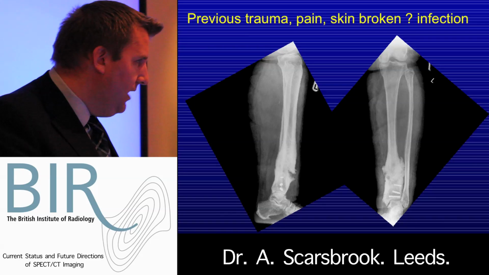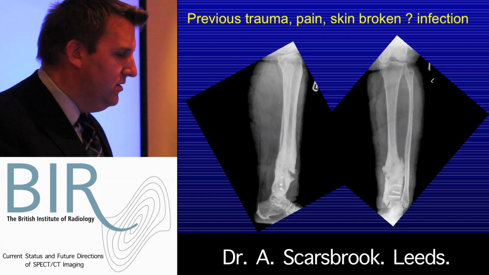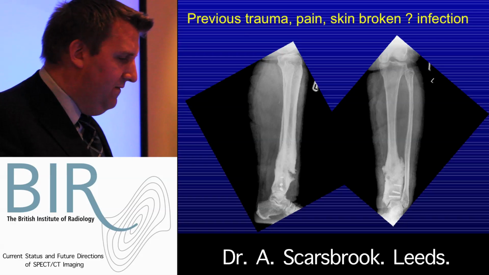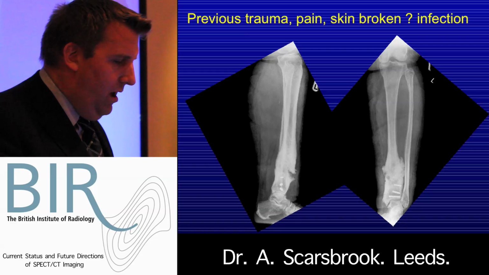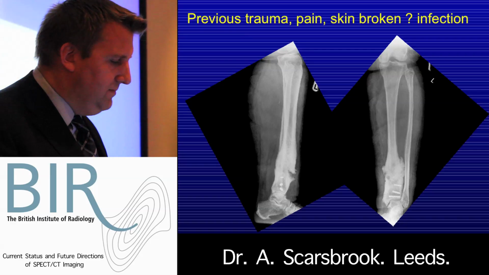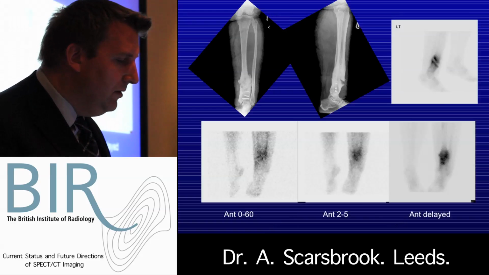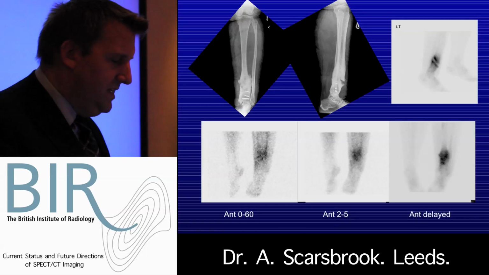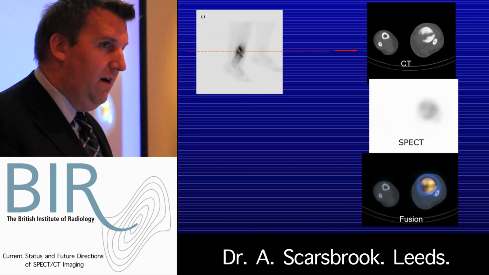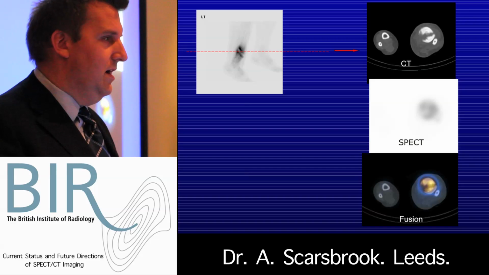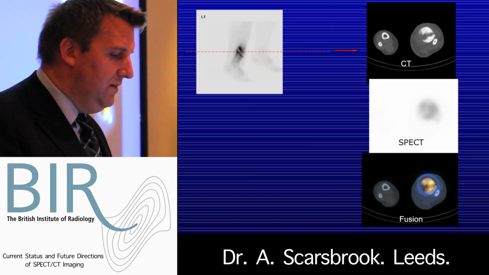So this is an example case. It's a patient who'd had previous trauma, and they had represented with broken skin and pain, and there was a strong suspicion of infection. This was the plain film. You can see that there's an old fracture there, which is non-united. And first off, they had a 3-phase bone scan, which is clearly abnormal. And on SPECT-CT, it doesn't take a genius to see that the uptake is localising to that fracture site, but we don't know whether that's infection or just a malunited fracture.